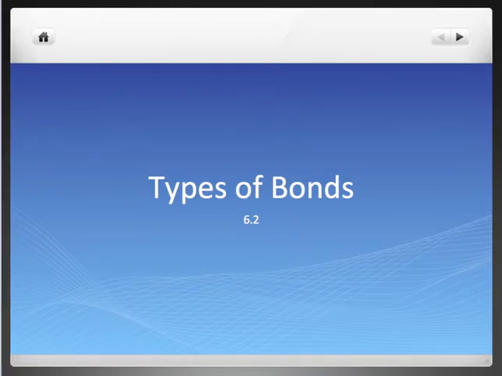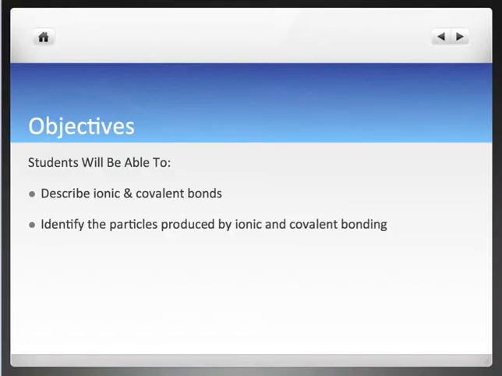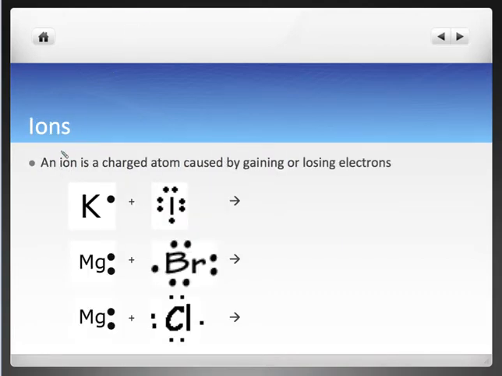So today we're going to talk about the two types of bonds that we're going to study in this class. And so at the end of this lesson, you'll be able to describe both ionic and covalent bonds and identify the particles produced by both ionic and covalent bonding. So here we go. Let's start with ions.